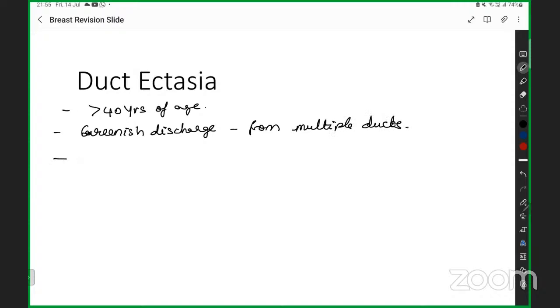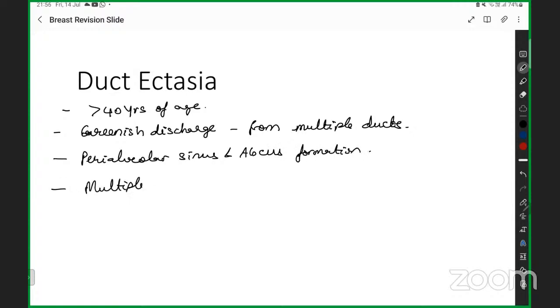Then alveolar sinus will be there and abscess formation will be there, and there are going to be multiple ducts that are going to be present.